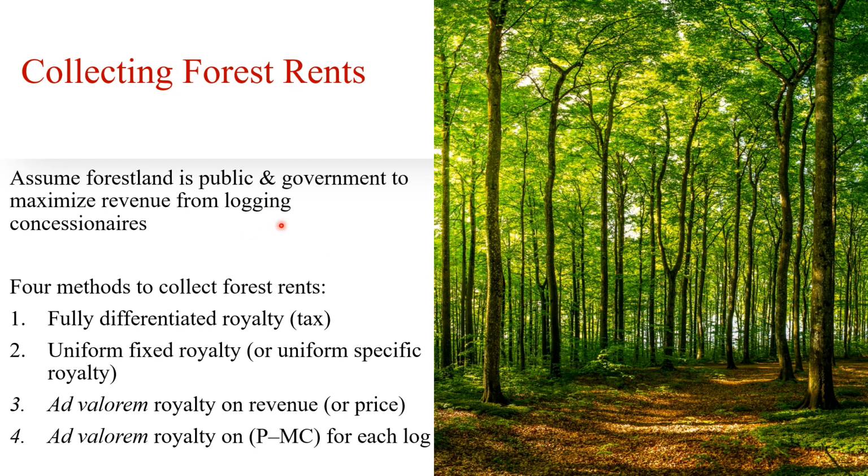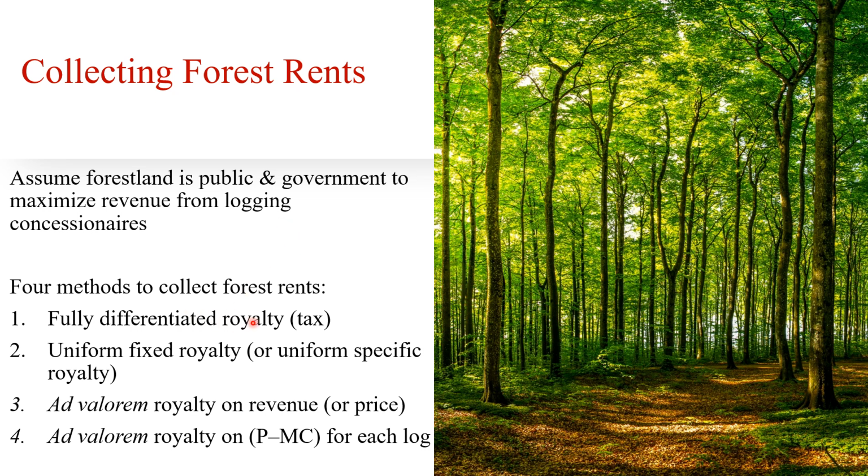So how do we collect forest rents? Well, there are 4 methods that can be used to collect forest rents. First is a fully differentiated royalty or tax. Second is a uniform fixed royalty or a uniform specific royalty or tax. Then there's an ad valorem royalty on revenue or price. And the 4th possibility is an ad valorem royalty on the difference between the price and the marginal cost for each log.